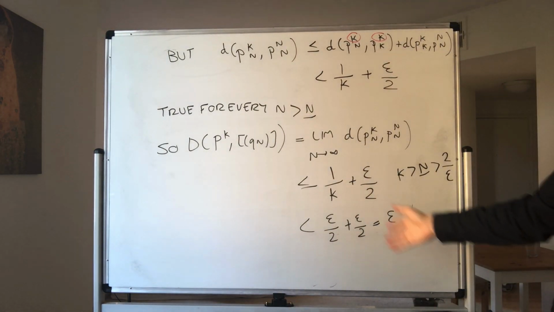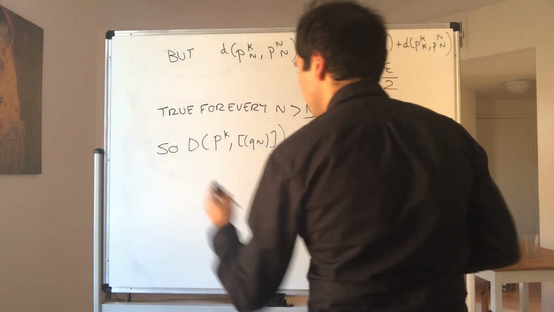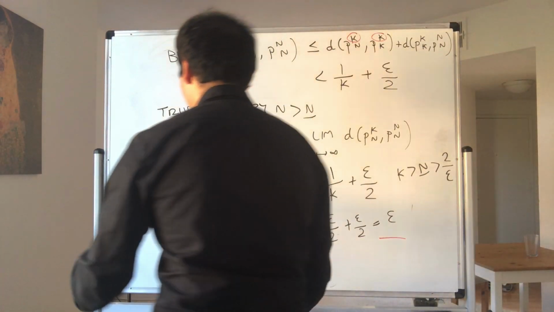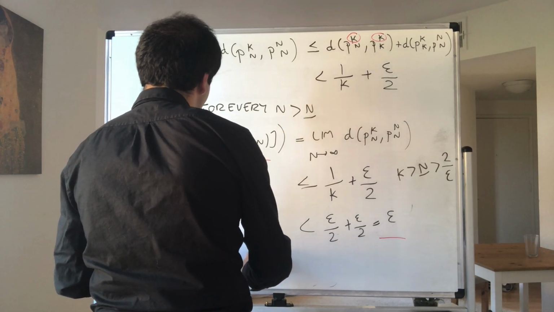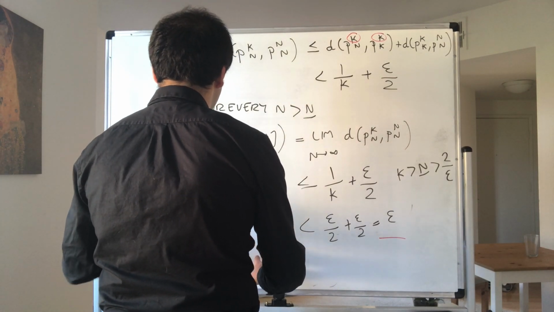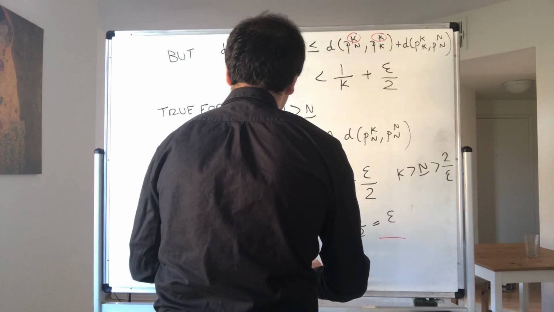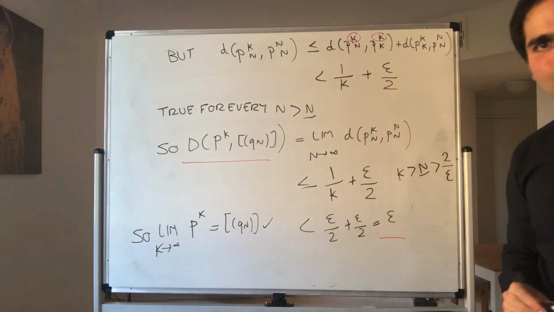So if K is large enough, then we get that the distance between PK and Qn is less than epsilon, and therefore the limit as K goes to infinity of PK is Qn. And therefore we're done, so the proof is complete.